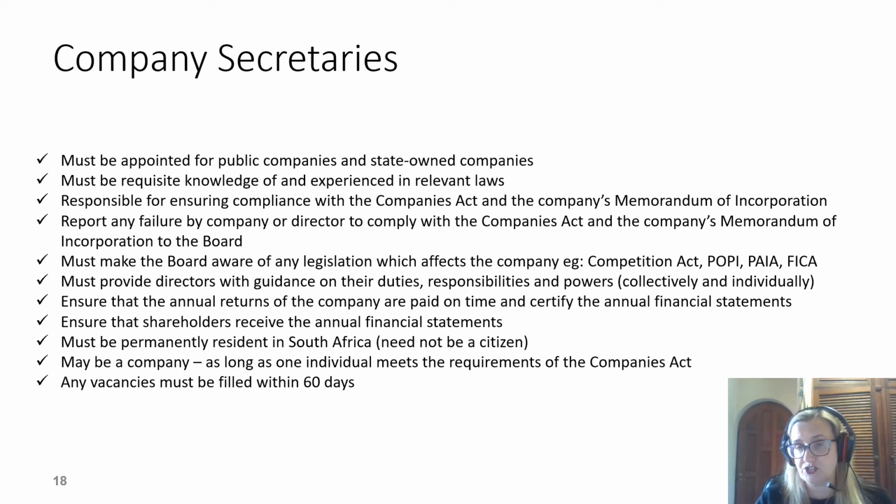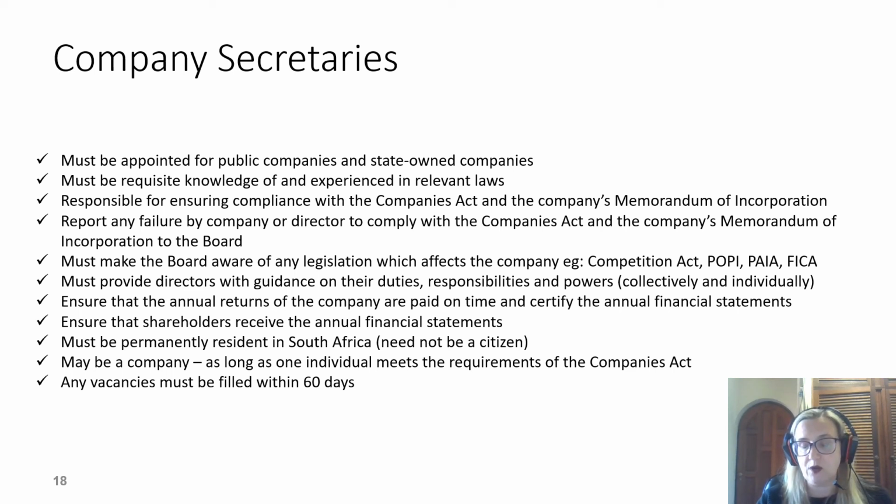They are responsible for ensuring that the Companies Act is complied with by the company and that the company's MOI is also complied with. And they have a duty to report to the board any failures in that regard. They must also make the board aware of any legislation that affects the company. So I just want to hover here for a moment. You do not need to be an expert in competition law or POPI or PIA or FICA, but you do need to know that those laws apply to your company, and you need to make sure that the board knows that and that the suitable experts then explain the implications to the board.